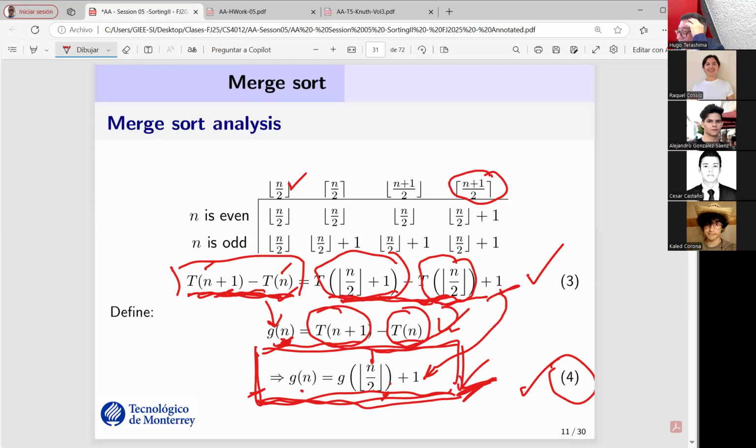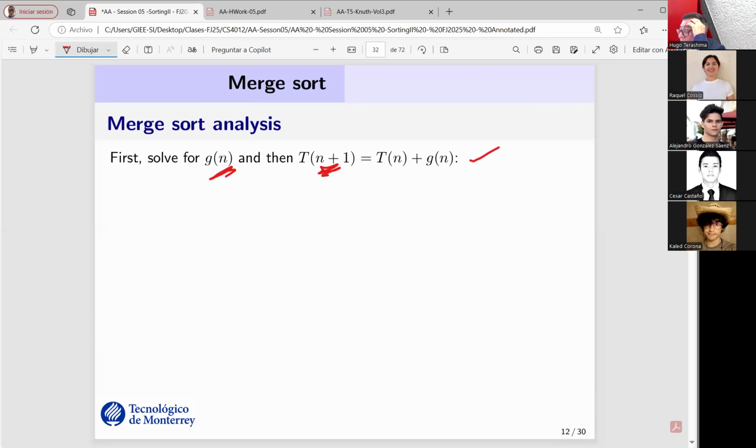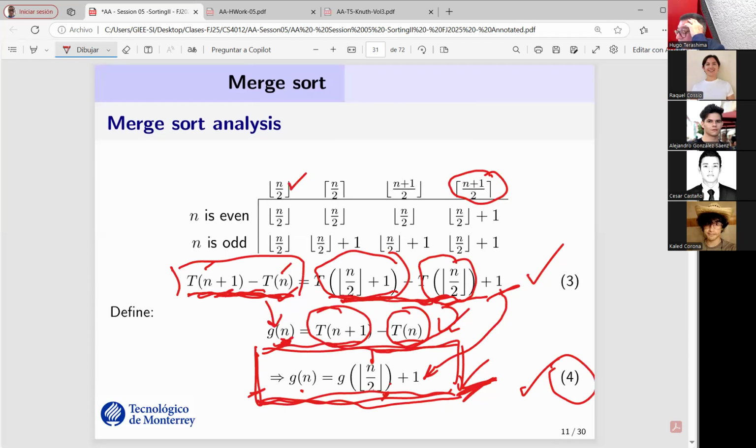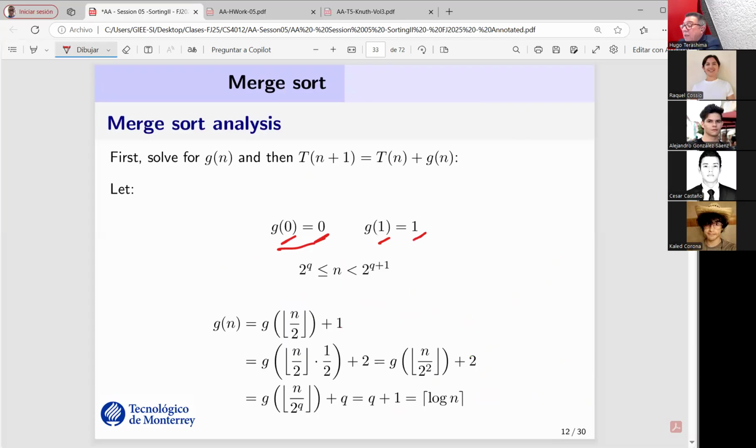G of 0 is, well, 0 is 0, right? And 1 is G of 1. It's going to be 0, it's going to be 1 here. 1 over 2 is half, floor is 0, and this is 1. So that's the reason you have these two values here.